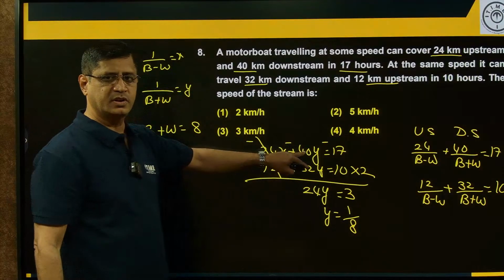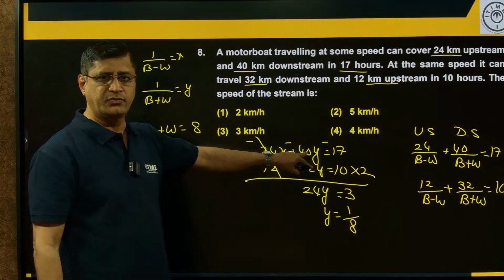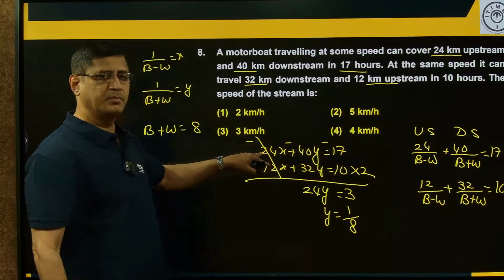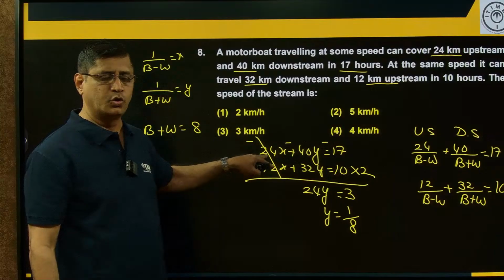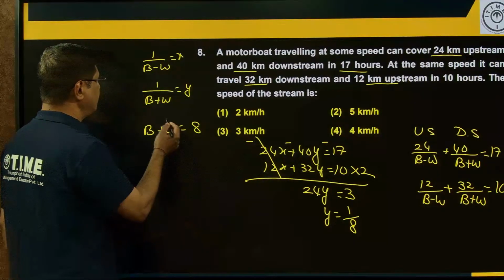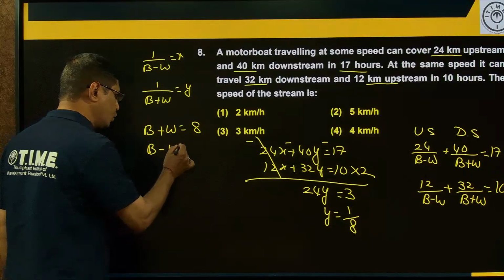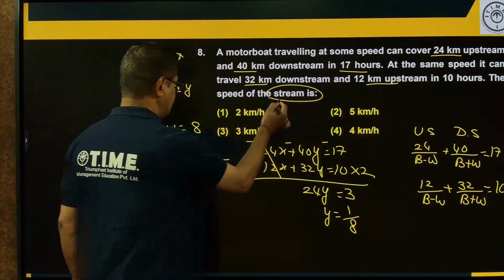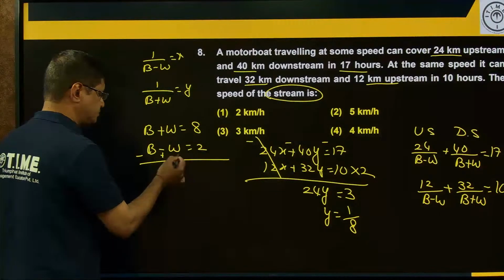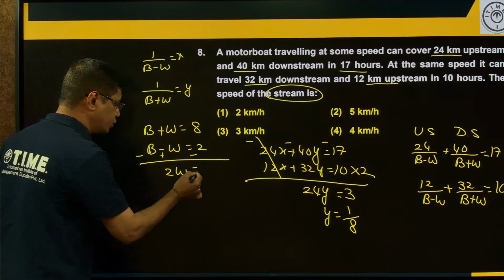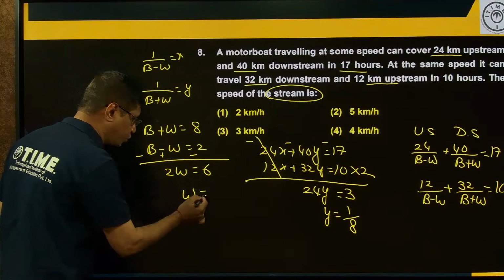Now I am going with the first one. 40 into 1 by 8, that is 5. Subtract 5 from 17, results 12. 12 means here 2 times. So what is the value of x? It is 1 by 2, means B minus W is equal to 2. Now what to find? The speed of the stream. So subtract. So B gets cancelled. Now 2W. 2W is equal to 6. W is equal to 3.